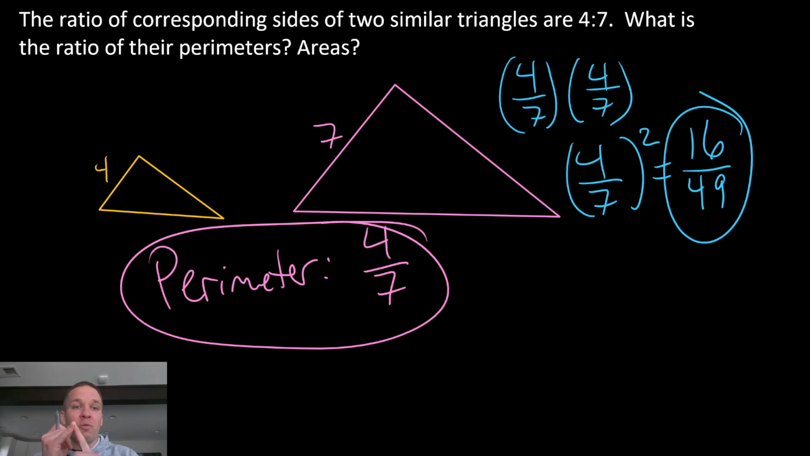For my perimeter, the ratio of the perimeters is always the same as the ratio of the corresponding sides. And then the ratio of my areas is always the ratio of those corresponding sides squared. All right. Jot that down in your notes. Keep that in the back of your mind. Never know when that kind of question is going to pop up.